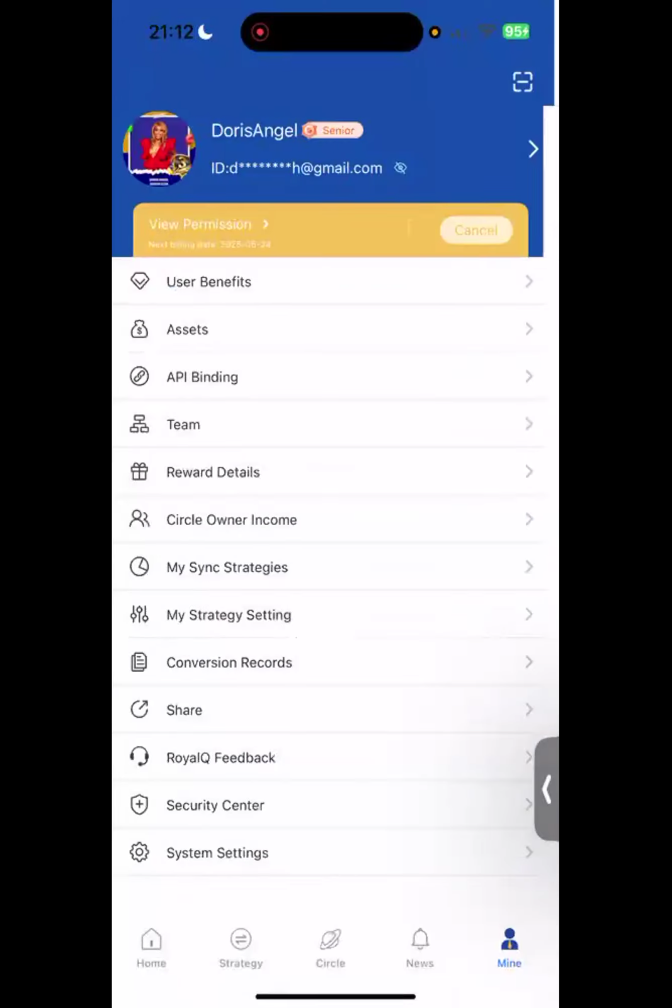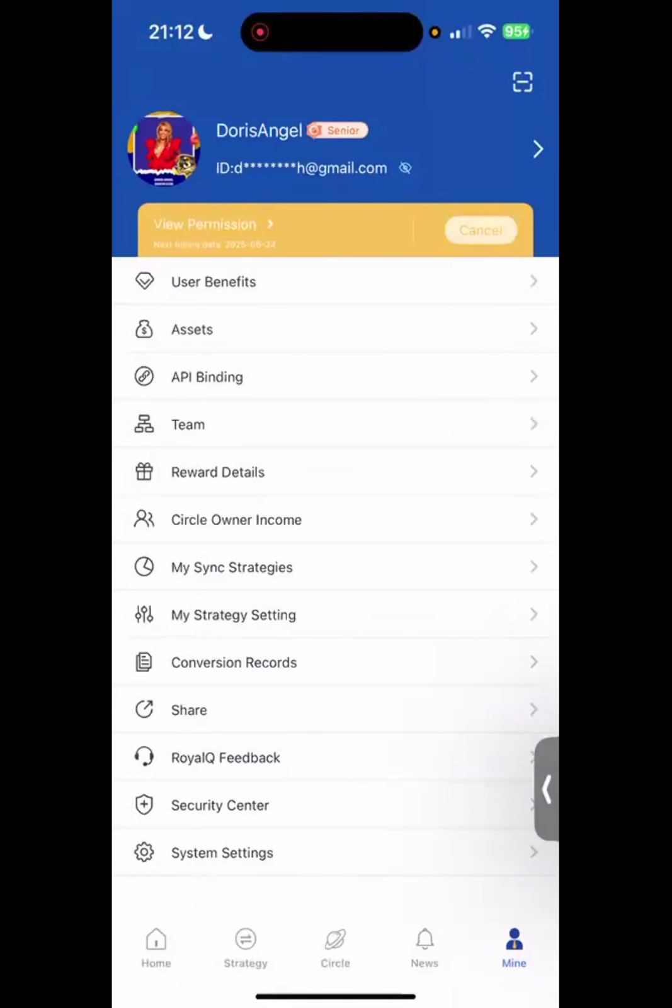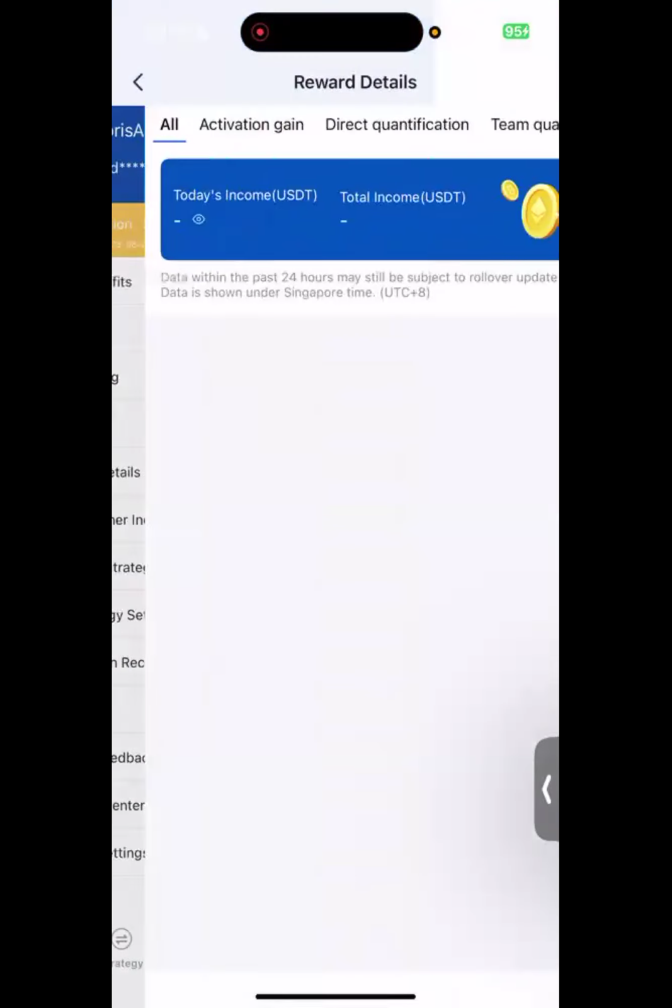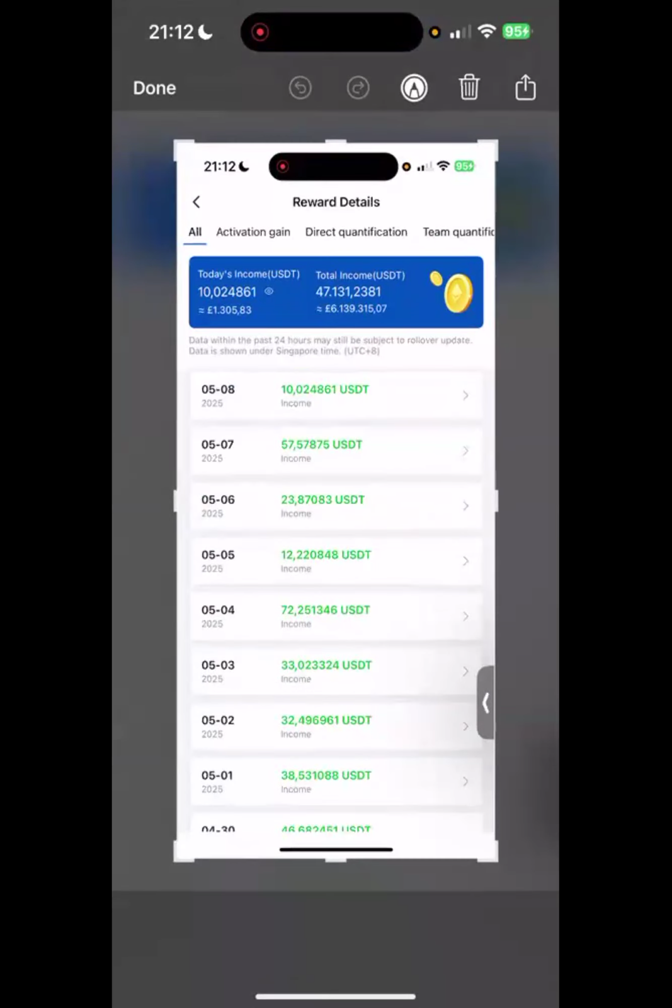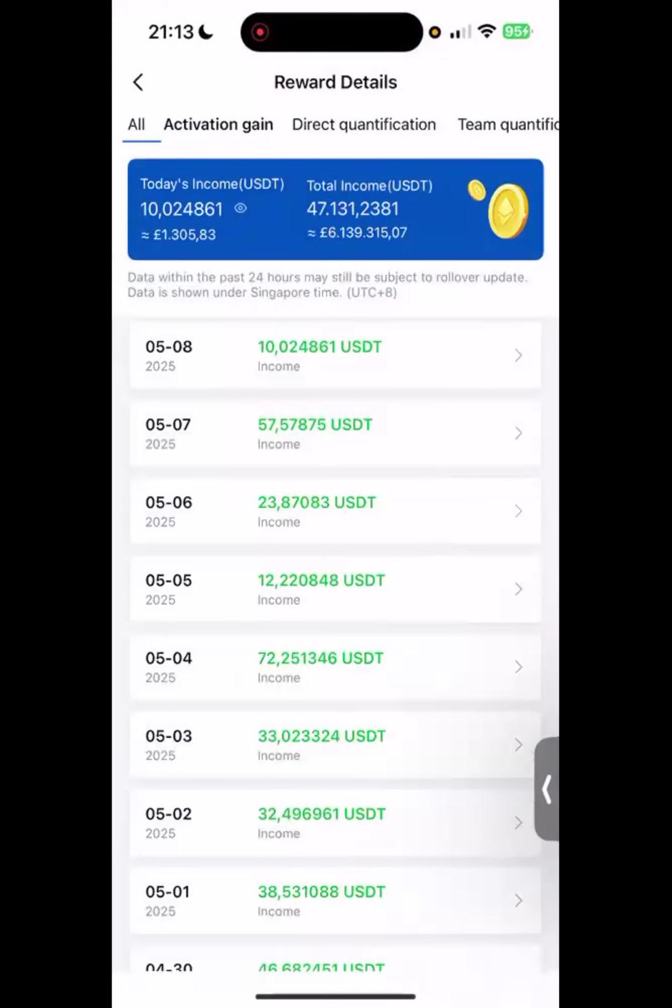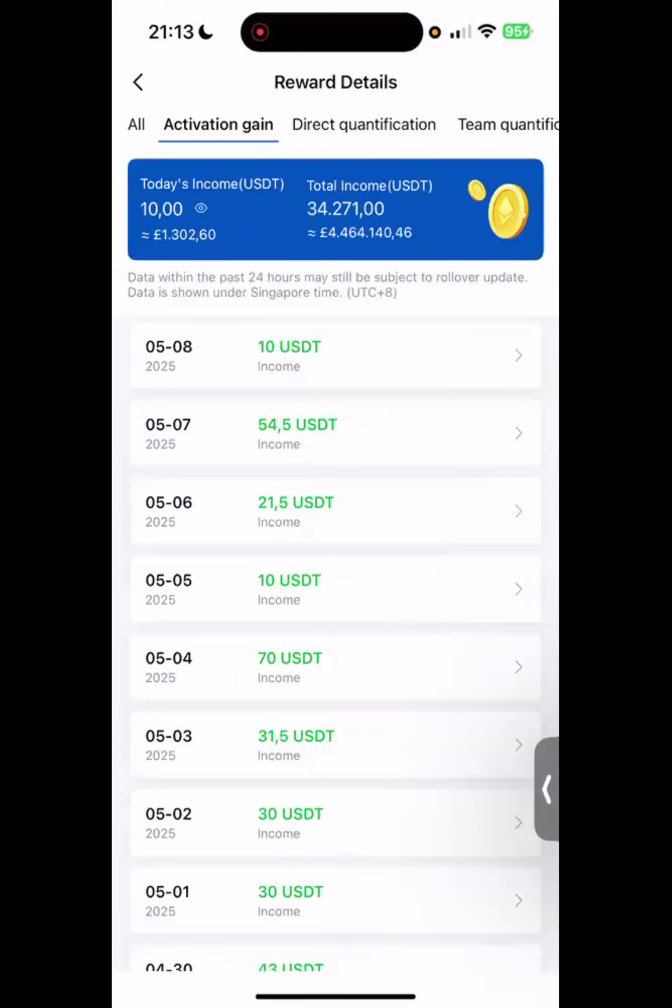Okay. All right. So let's move out of this place and go to reward details. So, reward details, you'll be able to see the reward details are broken into different aspects. We have activation, direct, and team. So all is everything put together. Now let us go to activation gain.